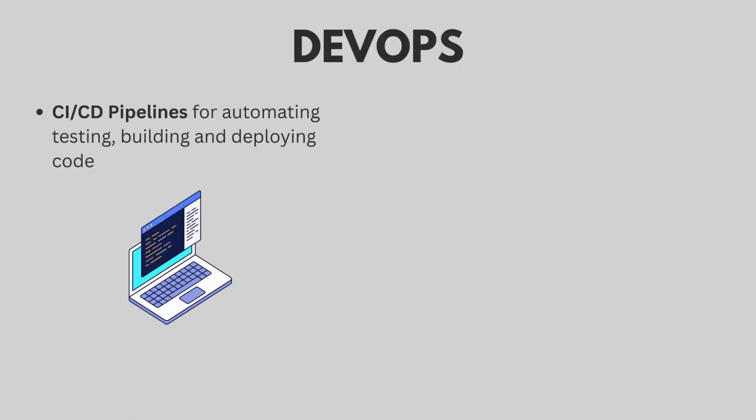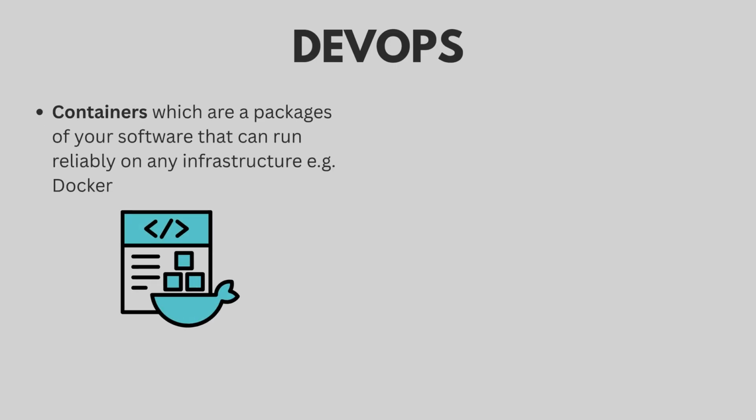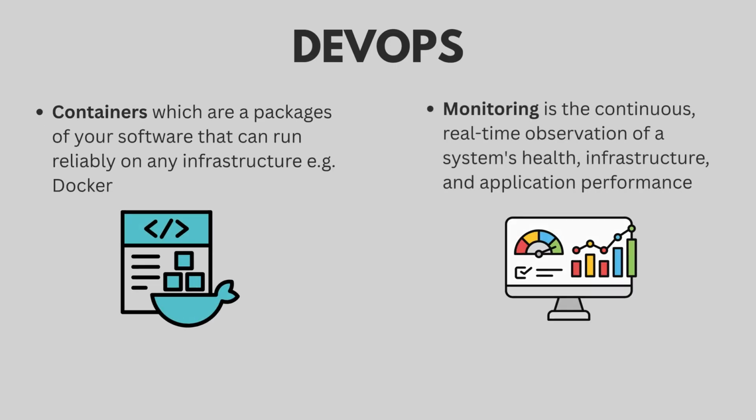Things like CI/CD pipelines, like we discussed before, it tests and builds your code. Infrastructure, which is where your app is actually running. Containers, which is how your app is packaged. And monitoring, which is how you know if something's broken. These are all part of making sure your code works beyond your machine.